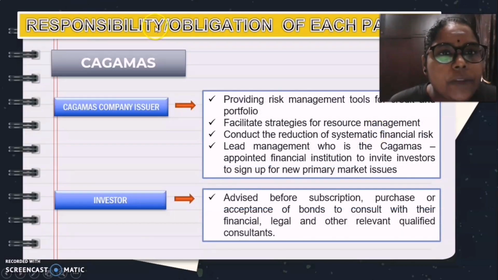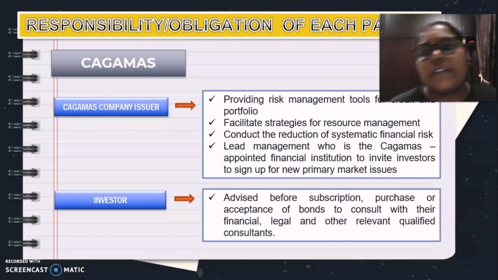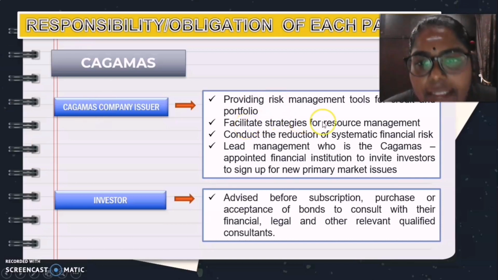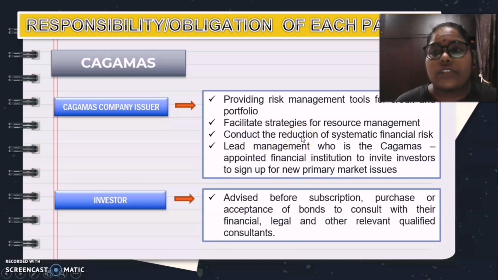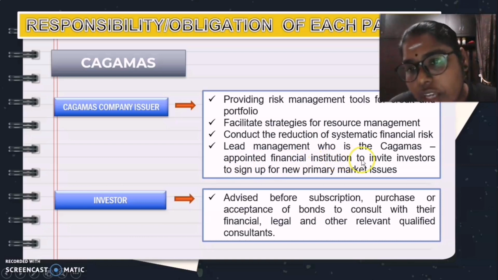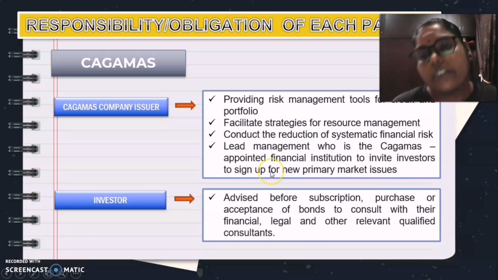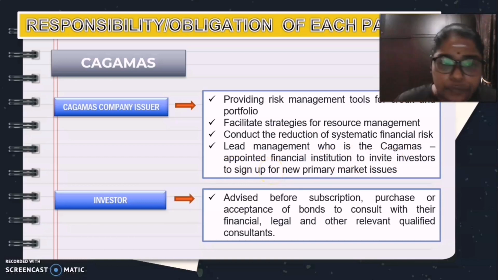Next, the responsibility or obligation of each party. For Cagamas, the company issuer, providing risk management tools for credit and portfolio. Other than that, facilitate strategy for resource management, conduct a reduction of systematic financial risk, and lead management, who is the Cagamas appointed financial institution, to invite the investors to sign up for new primary market issues.